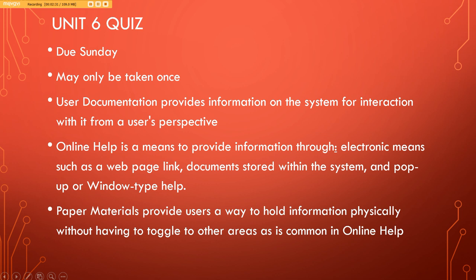The Unit 6 quiz is due Sunday. It may be taken only once. User documentation provides information on the system for interaction with it from a user's perspective. Online help is a means to provide information through electronic means such as a web page, link, documents stored within the system, and pop-up or window-type help. Paper materials provide users a way of holding information physically without having to toggle to other areas as is common in online help.